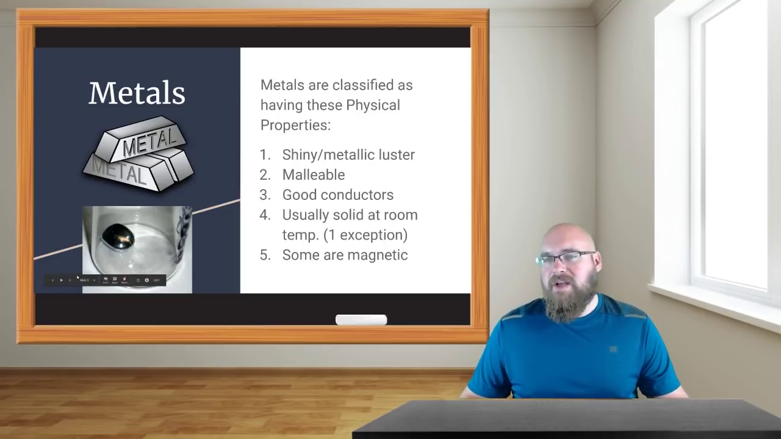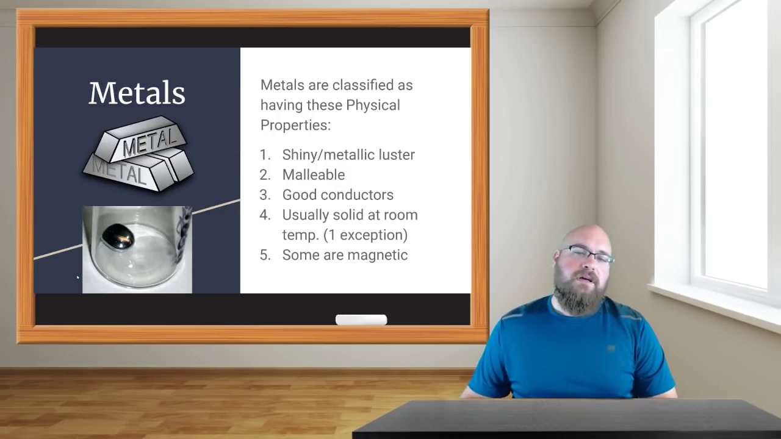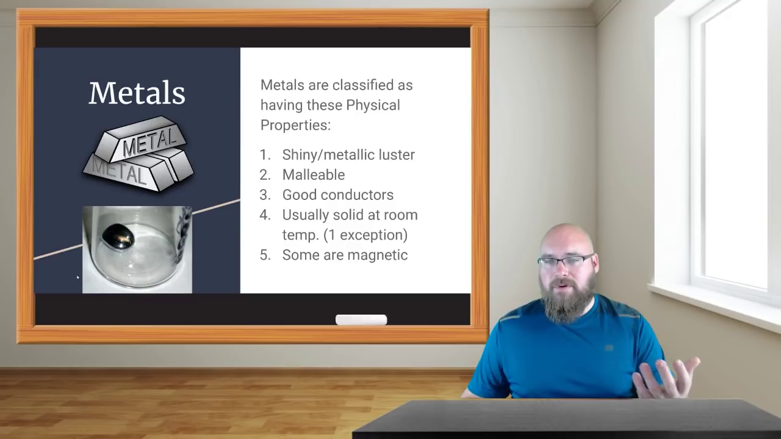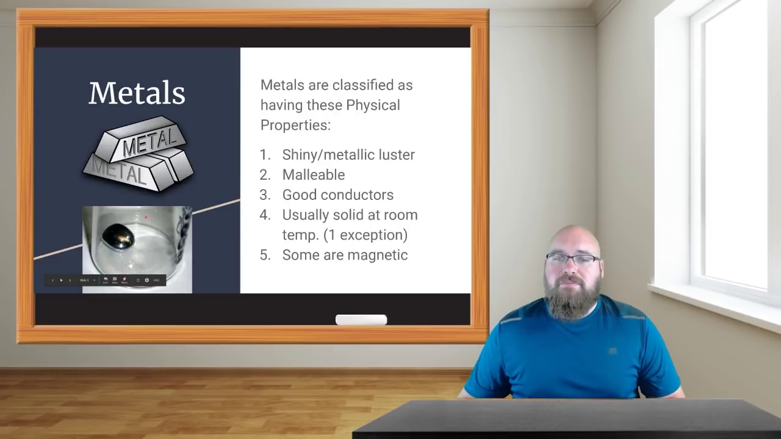So metals are classified as having these sets of properties. One, they have a shiny, metallic luster. They are malleable; they can be hit with a hammer and not break. They conduct heat and electricity very well, and usually they are solid at room temperature. There is one exception, in the picture right here. This is a metal called mercury that is in its liquid state. It is melted at what would be considered normal temperatures. Now, some metals are magnetic, but that is not a property that makes something a metal or a nonmetal. It's just something we can run into as a physical property for at least a few metals.